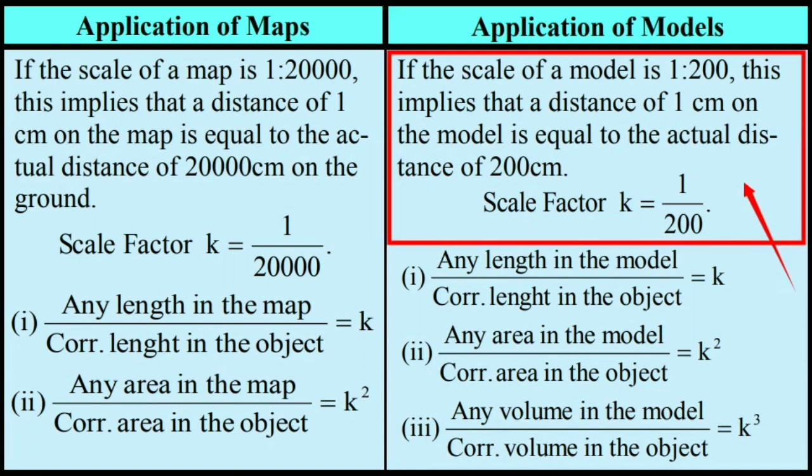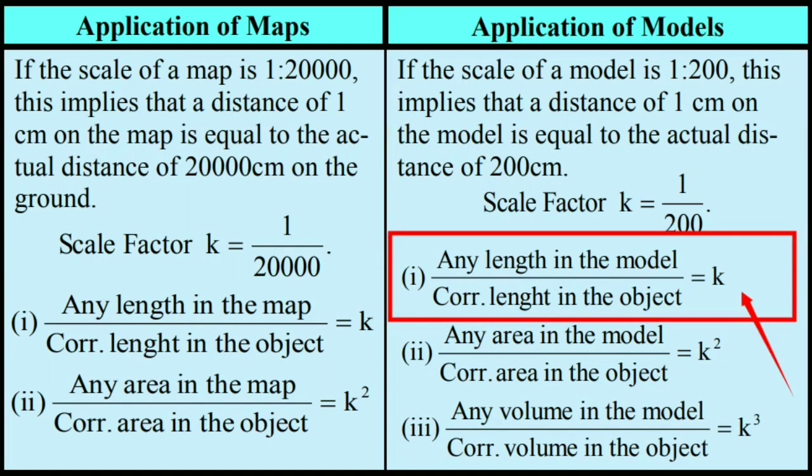Let's come to application of models. The statement is, if the scale of a model is 1:200, this implies that a distance of 1 centimeter on the model is equal to the actual distance of 200 centimeter. It means any distance in the object is equal to 200 times the same distance shown in its model.